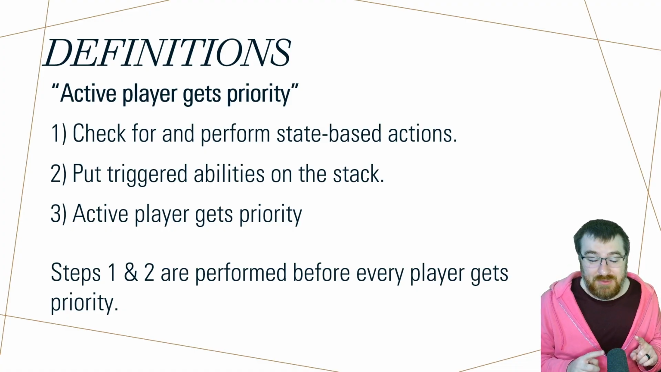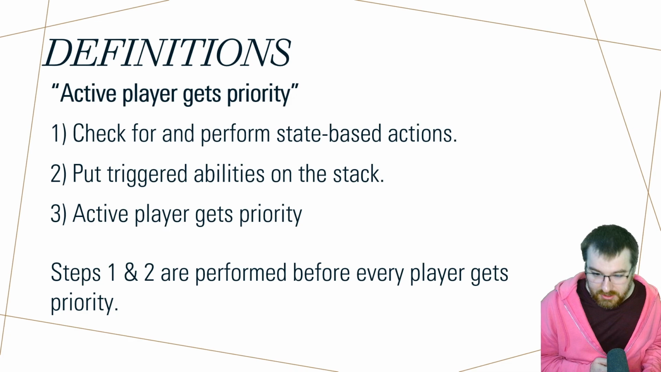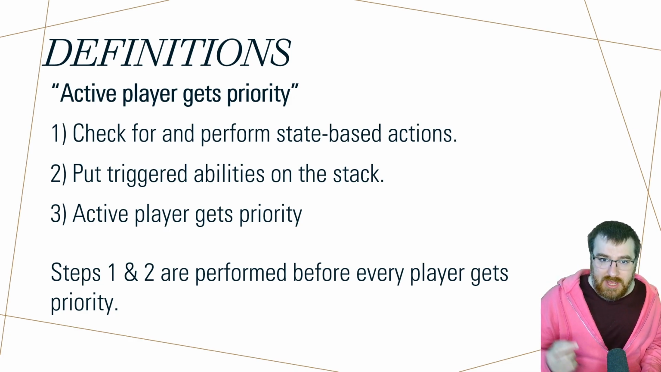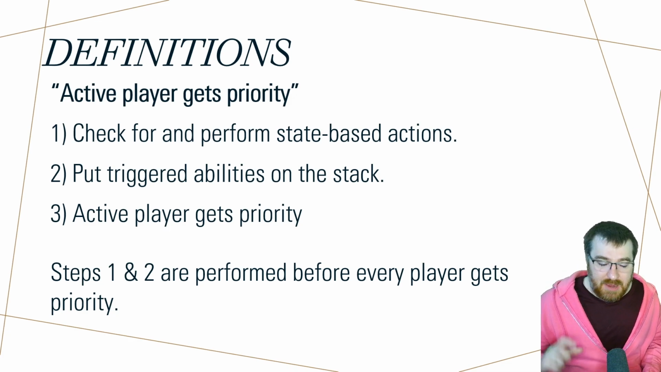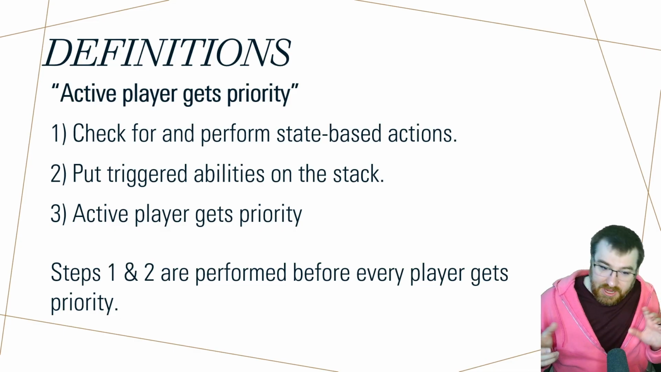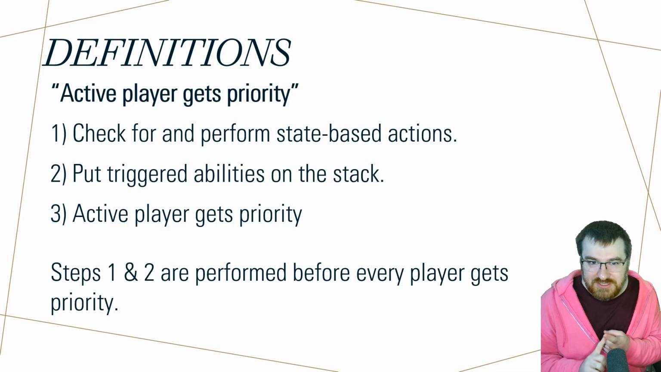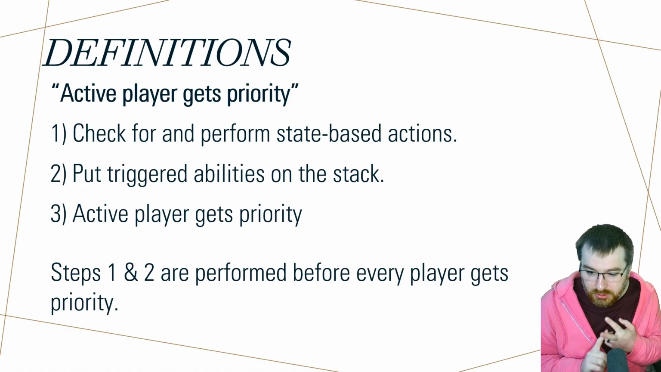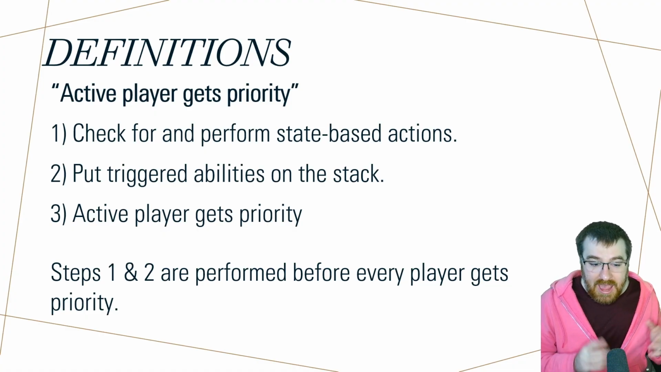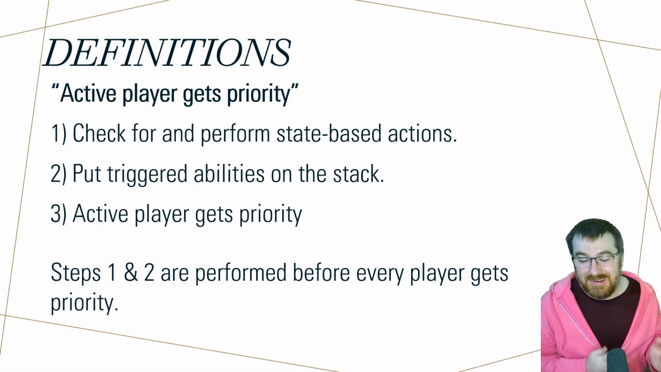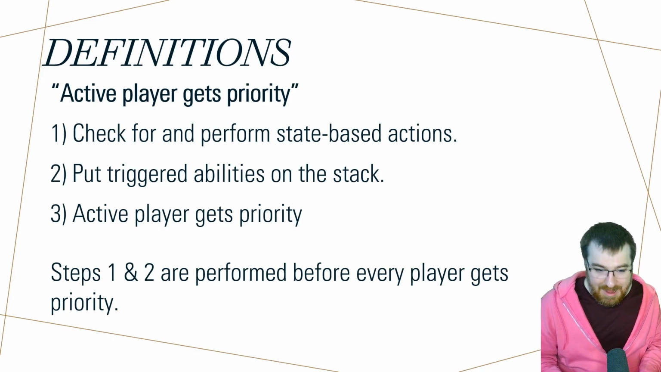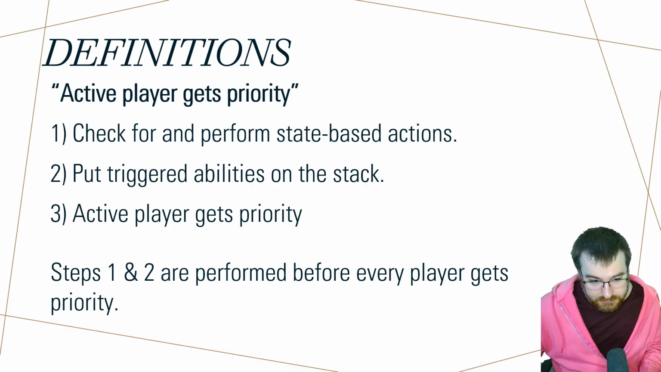If any triggered abilities are put on the stack this way, then we go back to step one and we check for state-based actions again. And we're going to keep doing this little dance of checking for state-based actions and putting triggered abilities on the stack until no state-based actions are performed and no triggered abilities are put on the stack. After we get through steps 1 and 2 with nothing fun happening, the active player gets priority. And they can then, if they would like to, take an action.